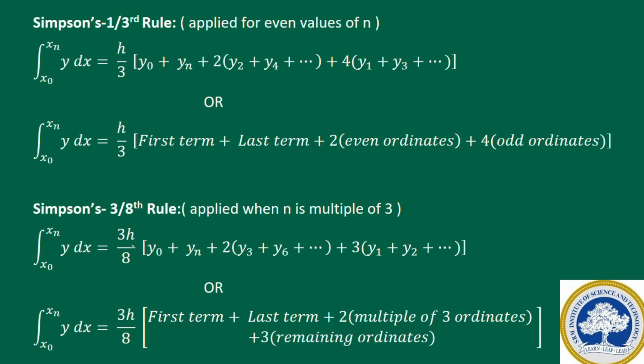Next, coming to Simpson's 3/8 rule, it is applied for multiples of 3, that is, n should be a multiple of 3. Here the formula is 3h by 8 into first term plus last term plus 2 into all the multiples of 3 ordinates, and then plus 3 into the remaining ordinates. So this is the formula for Simpson's 3/8 rule.